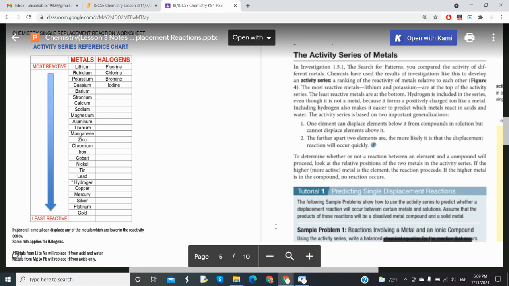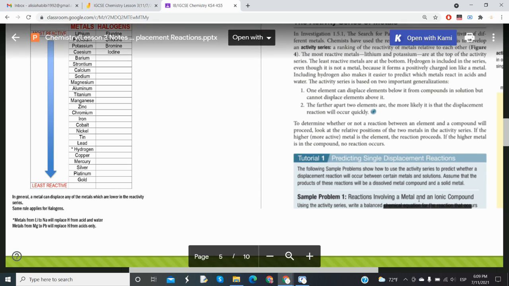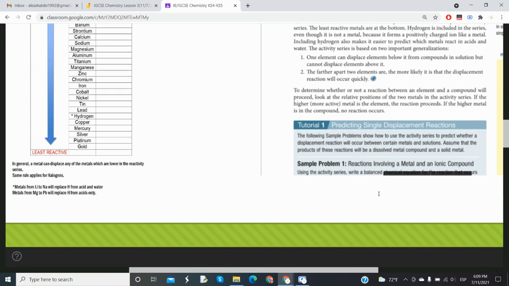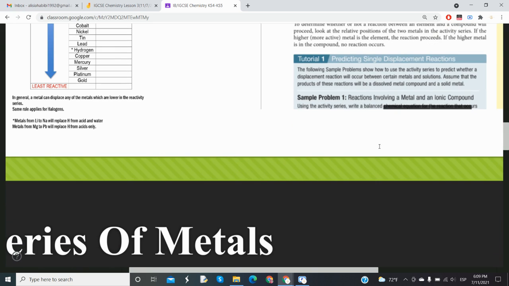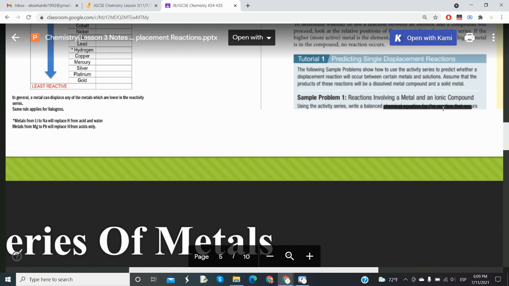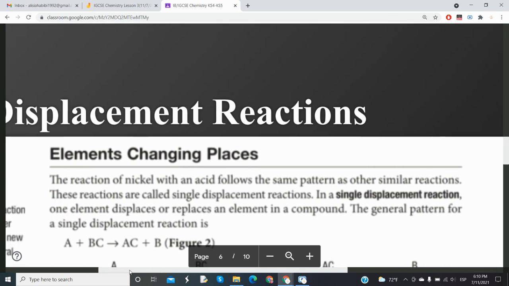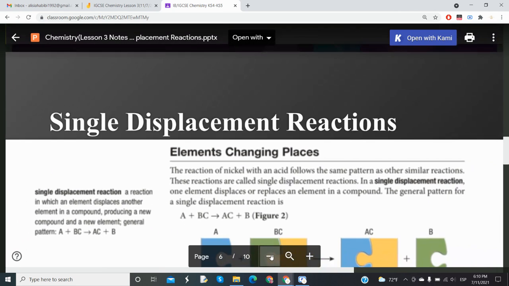So here it says predicting single displacement reactions. It says reactions involving a metal and an ionic compound using the activity series. It says write down a balanced chemical equation for the reaction that occurs. So if you guys can see, that's pretty much what it says in this black highlighted section. And then we move on, guys, to this part here. I'm going to try and zoom it out so you can see.